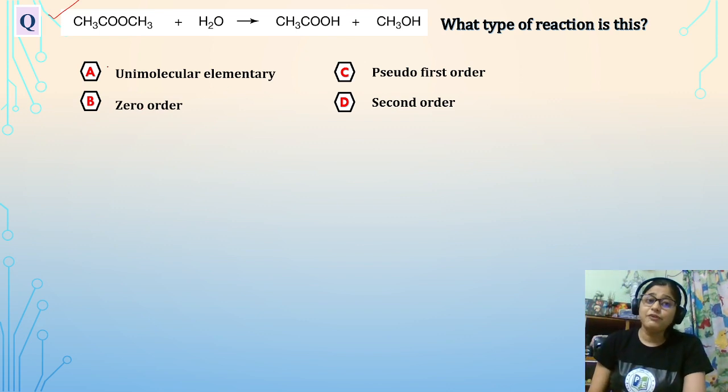Okay, first see what this is. This is an ester, the COO bond is there, COOR. This is an ester, this is water, and it gives acid and alcohol. So it is an ester hydrolysis, and H plus is given. In acidic medium, ester hydrolysis is going on.